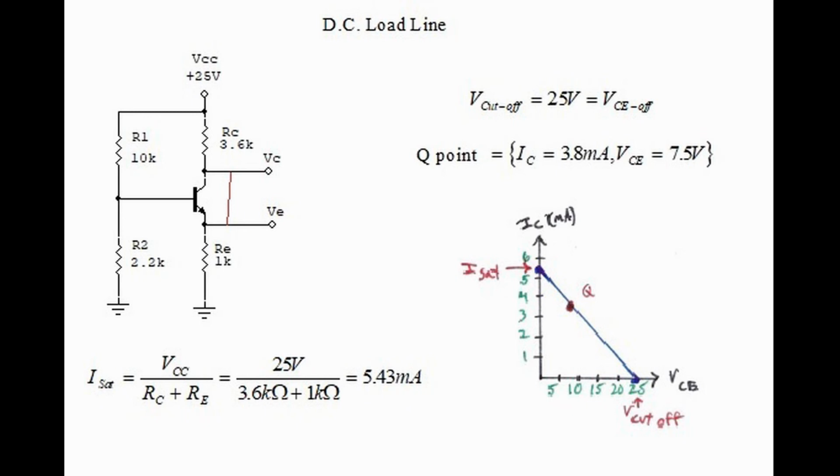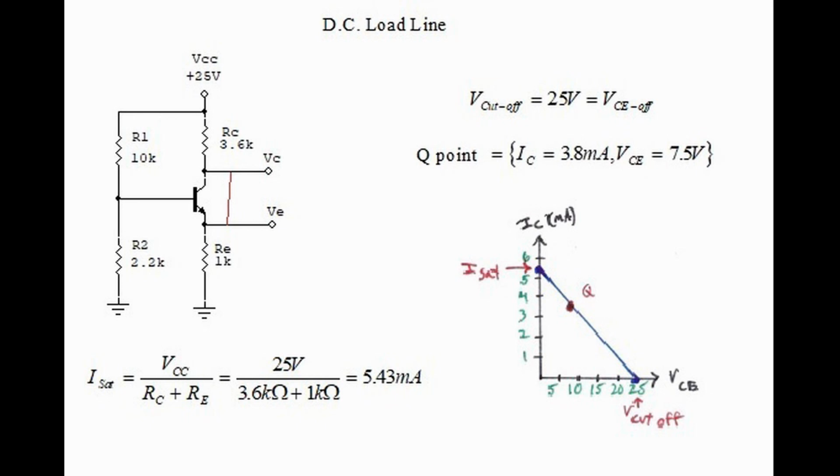Now we need to calculate the maximum current that can flow in the circuit, and this is called saturation current. In order to calculate saturation current, I draw a jumper, an actual little piece of wire between the collector and the emitter. This way we're going around the transistor. In that case, the maximum current is calculated as VCC divided by RC plus RE. In other words, 25 volts divided by 3.6 kilo ohms plus 1 kilo ohm, which equals 5.43 milliamps.